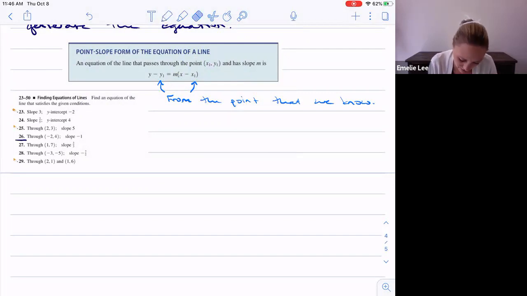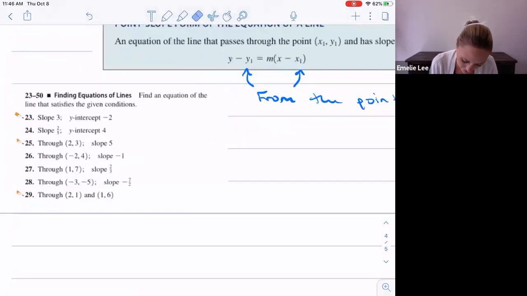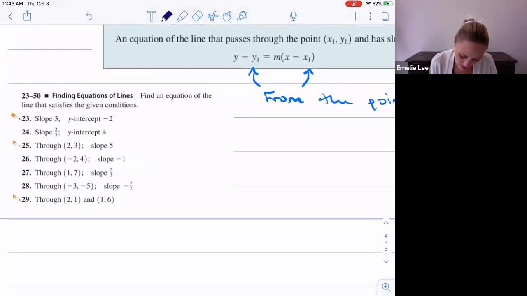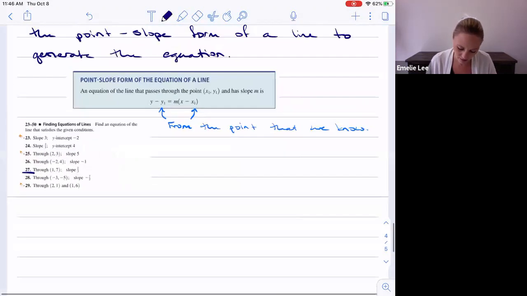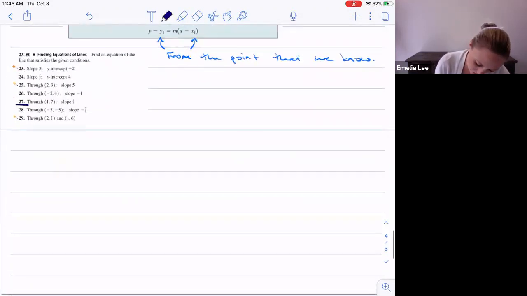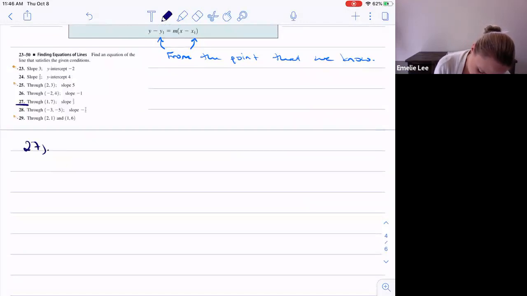Or should we practice our fractions, kick it up a notch? Yeah, maybe. Here, I'll zoom in a little bit. Let's do the line through the point 1,7 with a slope of 2/3. Okay. So for 27, our point is at 1,7 and the slope is 2/3.